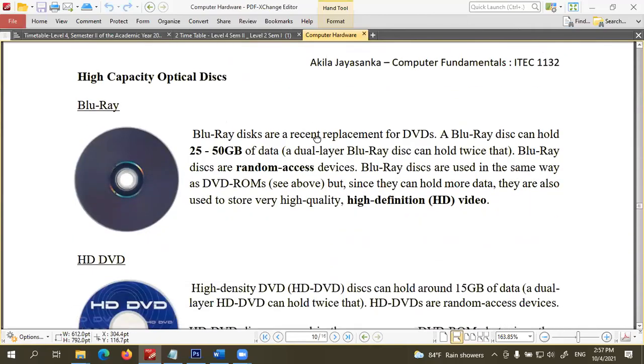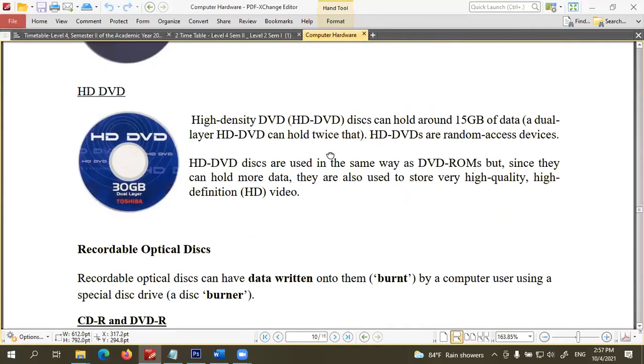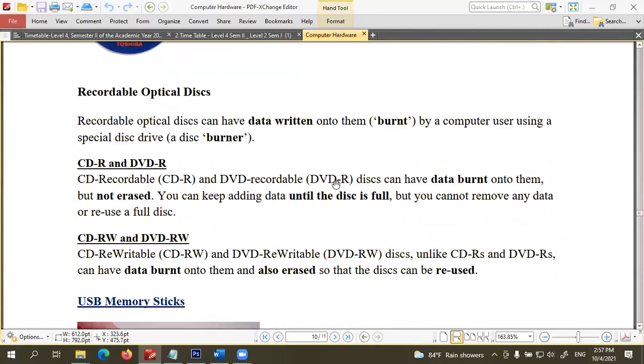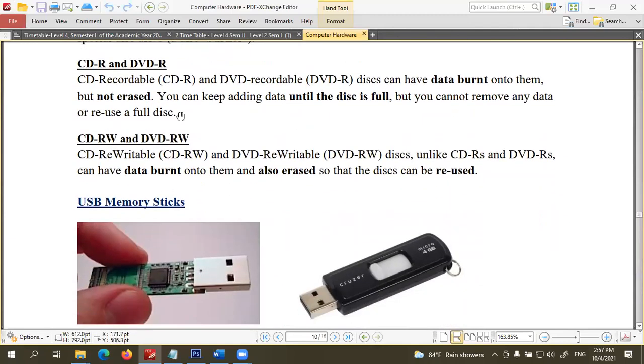CD, DVD, and Blu-ray, right? Again, some recordable optical devices are there. Those are called rewritable devices. We can erase the data and rewrite. In some cases, we can write data into the CD, and again we can add some additional data to the CD, right? Rewritable. So DVDs and CDs are there. You can just read the note, okay?